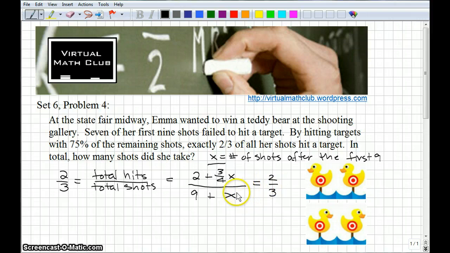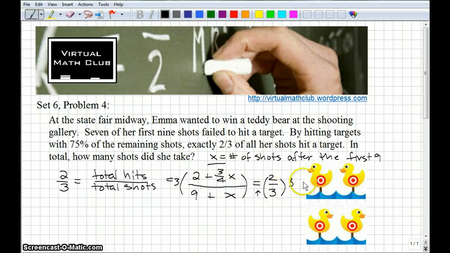Now, cross multiplication isn't what I'm really doing. What I'm really doing is I'm multiplying both sides by 3. So I can actually do this. I can actually multiply both sides by 3, and that doesn't change the equality. If I do the same thing to both sides, it doesn't change the fact that they're equal. Okay? So this will still be a true statement even if I multiply both sides by 3.